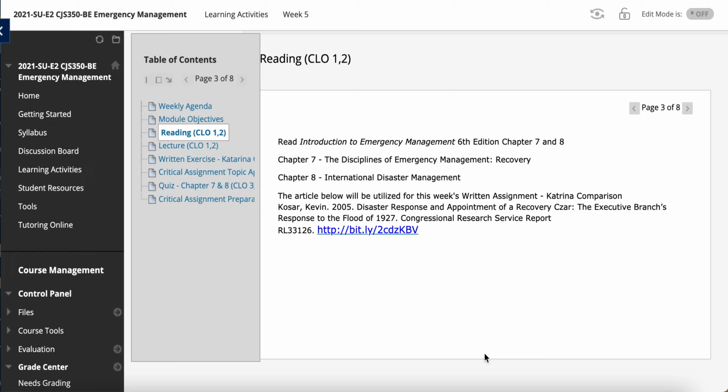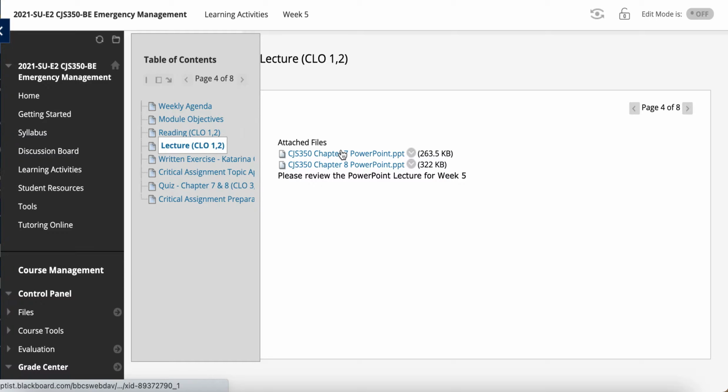For our reading assignments, we are in Chapter 7, the Discipline of Recovery, and then we go into Chapter 8, International Disaster Management. There's also a link to an article that we are going to use for our written assignment. As we've seen in the previous weeks, there are the lectures, or the PowerPoints, for Chapter 7 and Chapter 8.